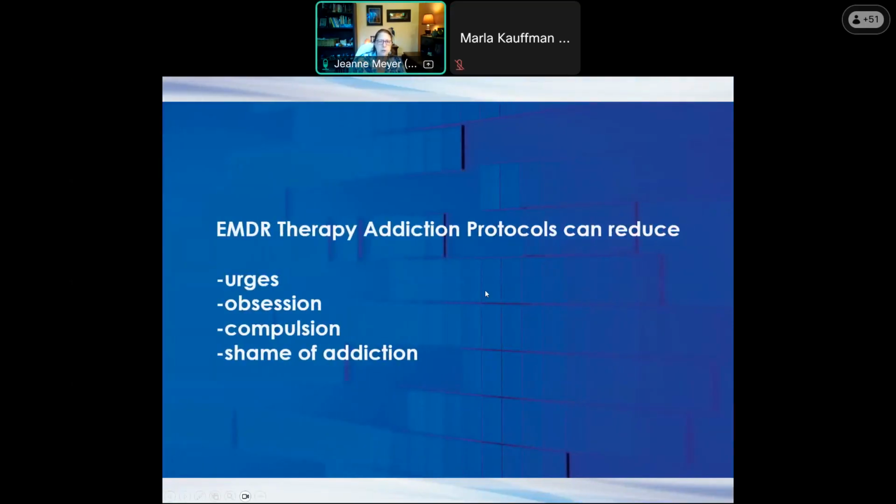The addiction protocols. Okay, so addiction protocols can reduce the urges, the obsession, the compulsion, and the shame of addiction.